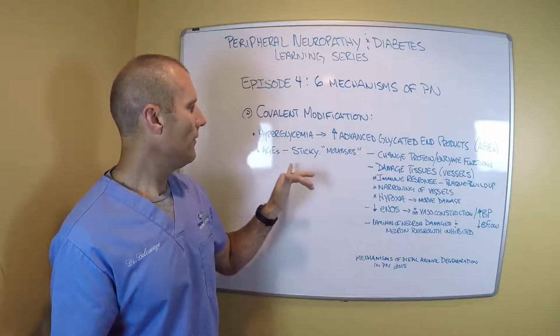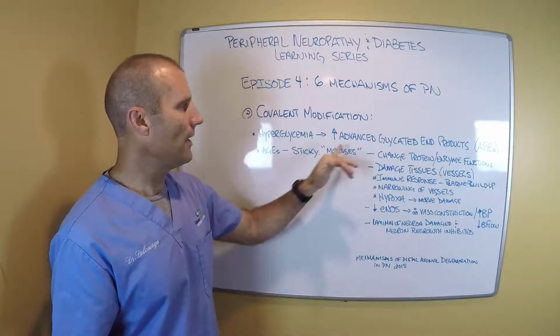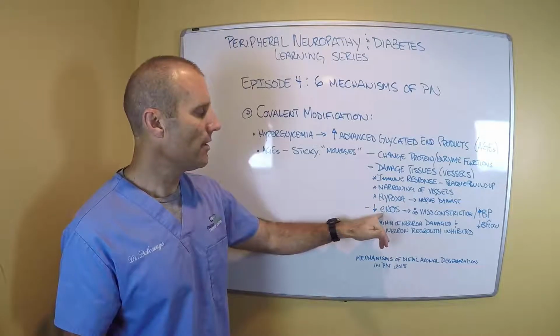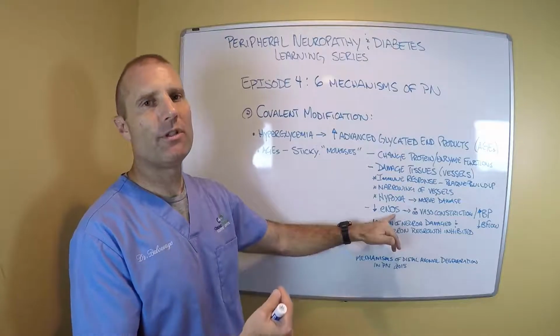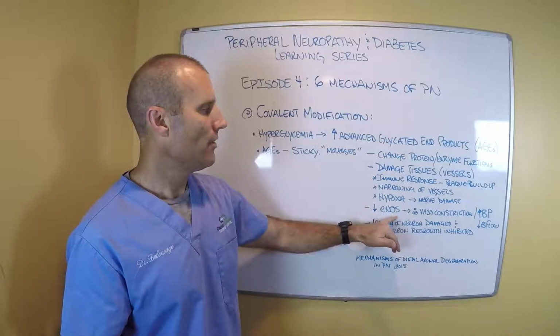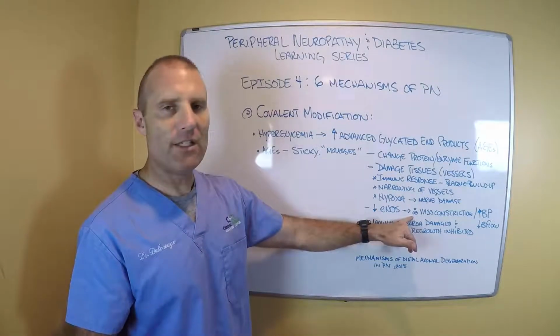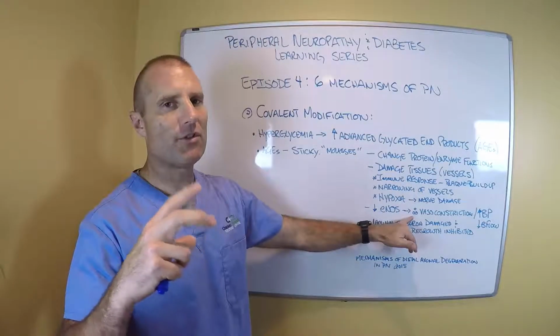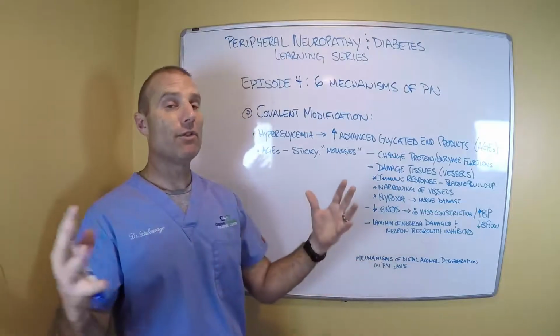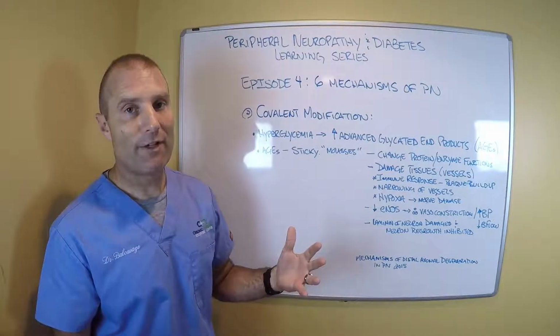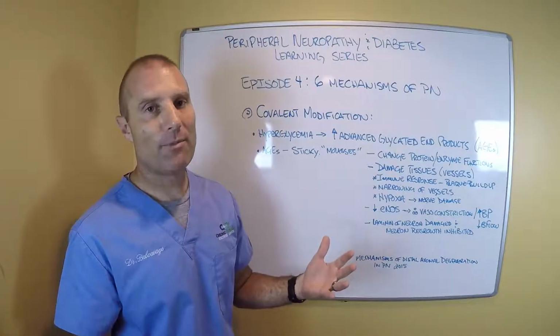Okay, so if these advanced glycated end products decrease endothelial nitric oxide synthase, that's the enzyme that actually produces endothelial nitric oxide. So if that occurs, we get vasoconstriction. The blood vessels don't dilate. When we have vasoconstriction, we have increased blood pressure. What happens when you have increased blood pressure? You get put on a blood pressure medication.